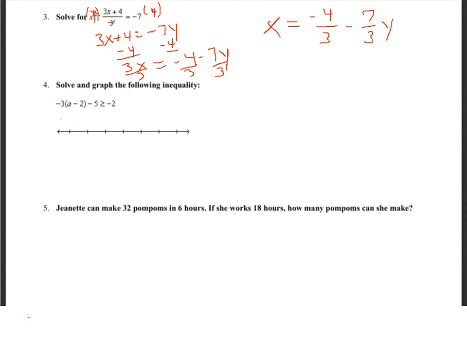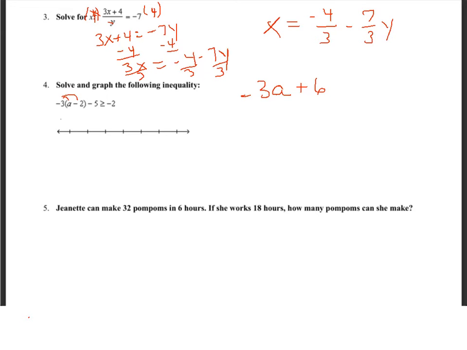Number 4, solve and graph the following inequality. Okay, it's just like solving an equation, almost. A couple different ones. We'll talk about those when we get to them, but of course the first thing we have to do is get rid of these parentheses. So I'm going to distribute. So I'll put all my work over here. So negative 3 times a is negative 3a. Negative 3 times negative 2 is positive 6.